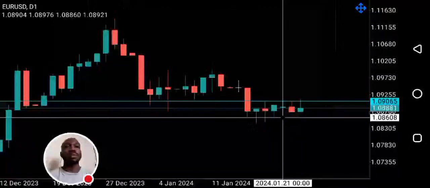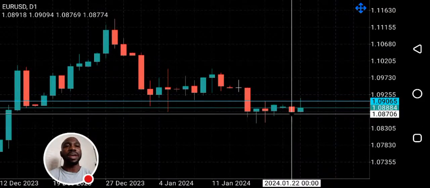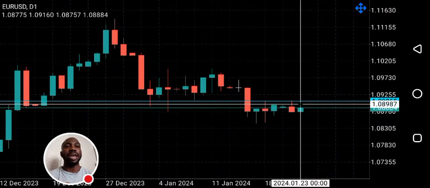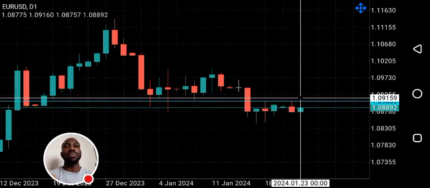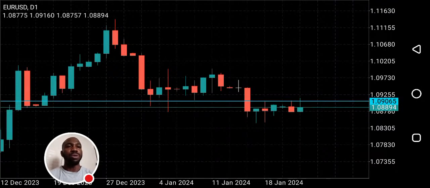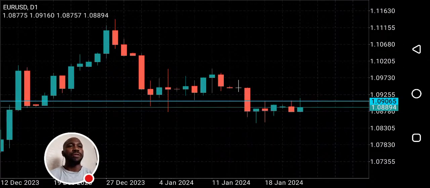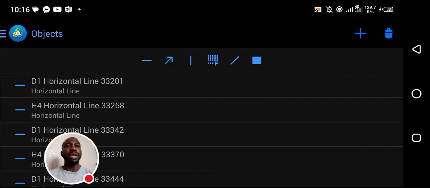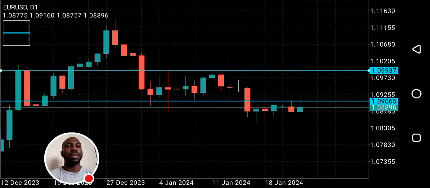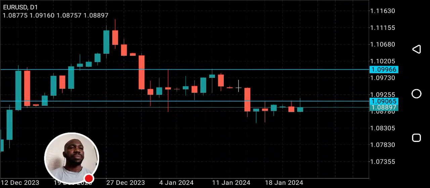You can see that it's been testing that level. Price has tested that level like 3 times. This is the 3rd time price is testing that level. If it successfully breaks out from that level, then we should expect more bullish move on Euro USD. And if a candle closes above this high, your first TP should be at this area of liquidity, 1.0996. That's where you would use as your first TP.